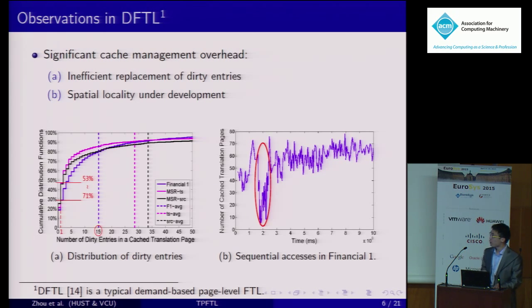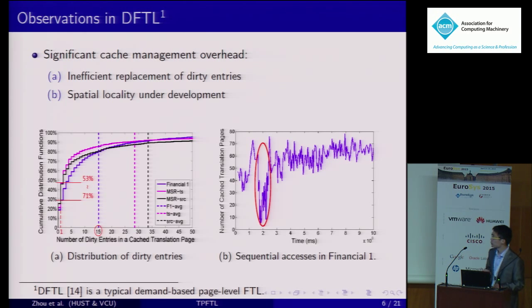To investigate how to lower the probability of replacing a dirty entry, we have conducted experiments in DFTL, a typical demand-based page-level FTL, to study the distribution of cached dirty entries. A cached translation page refers to a translation page that has 1 or more entries being cached. We can see in the left figure, most cached translation pages have more than 130 entries being cached, and the average number of entries in each cached translation page is larger than 15. This means that when replacements occur, most of these translation pages will be updated on flash memory repeatedly, leading to significant replacement overhead.